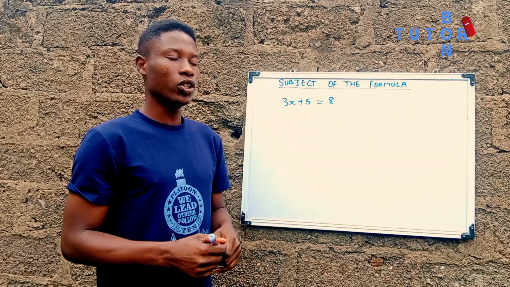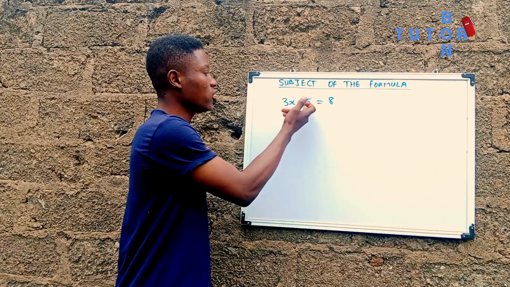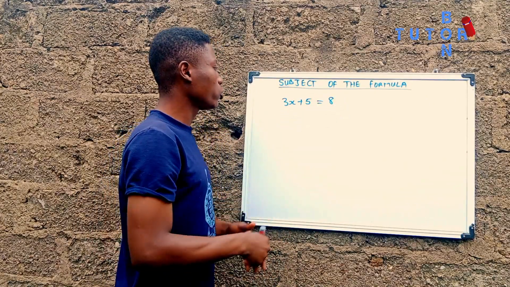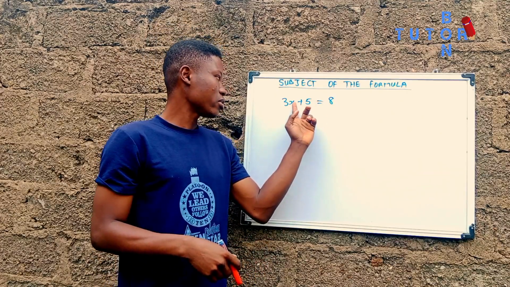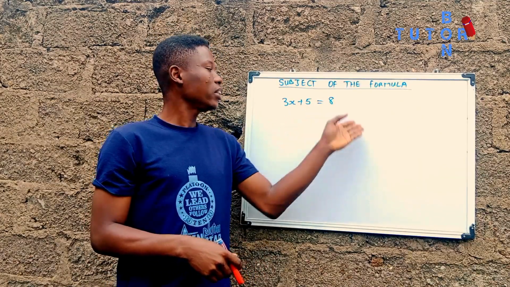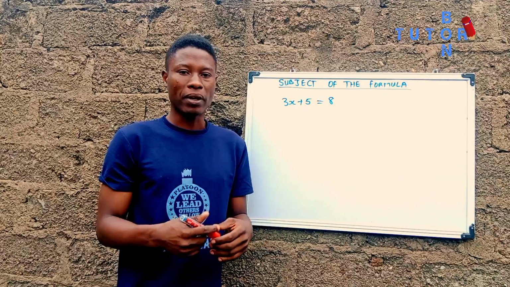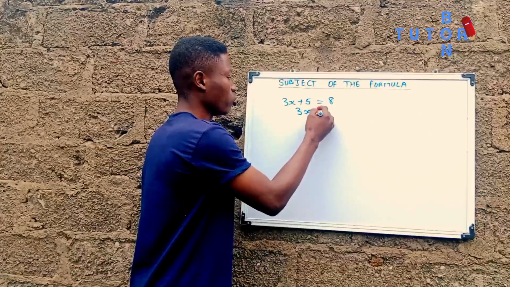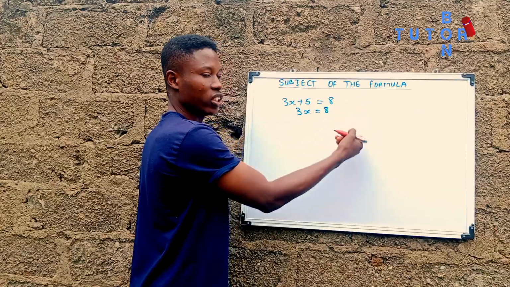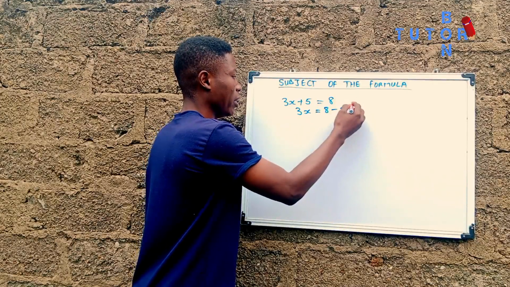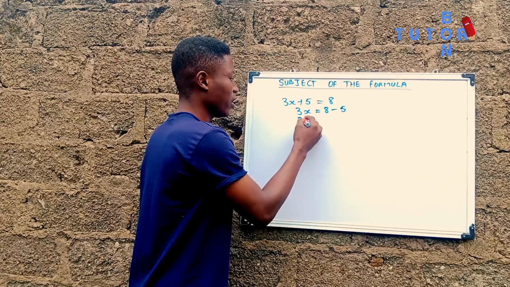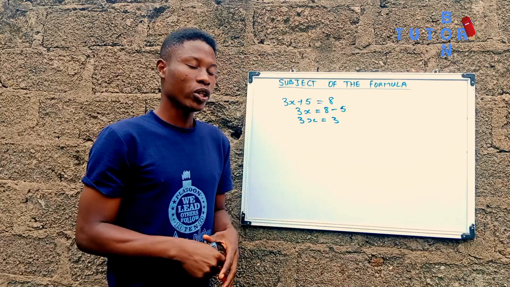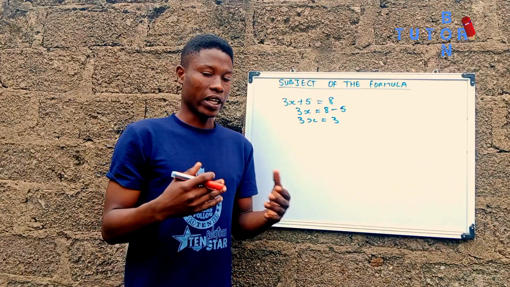In this type of situation, you firstly transfer this 5 to the other side. For you to do so, this 5 here is plus 5, transferring it to the other side, it becomes minus 5. That means this equation becomes 3x equals 8, then you transfer this to the other side, you have minus 5. That is, your 3x is equals to 3. Mind you, you're looking for x, not 3x.